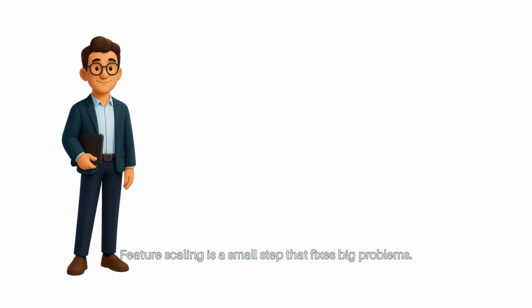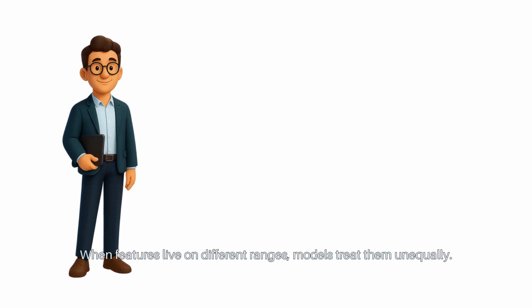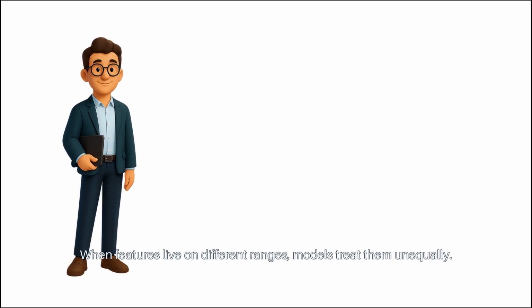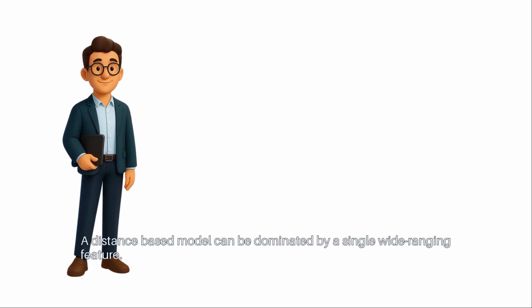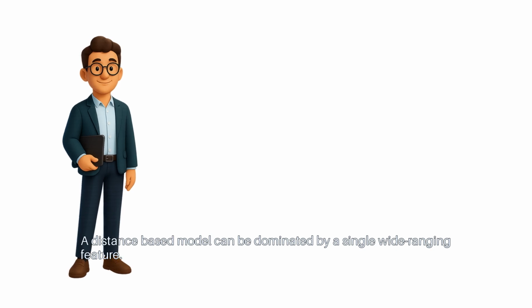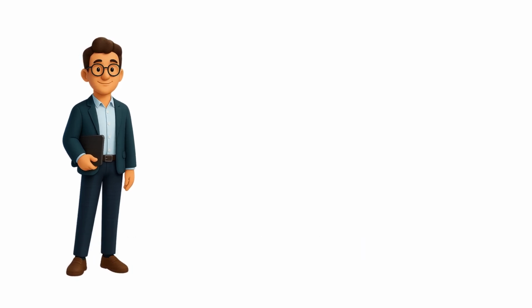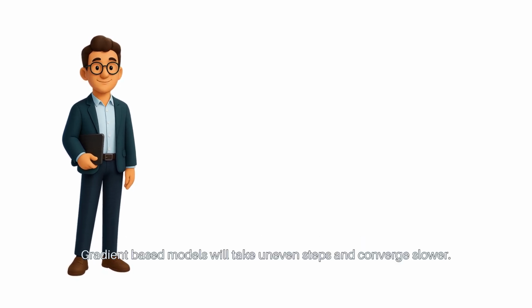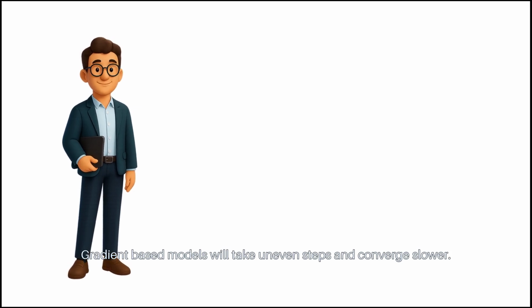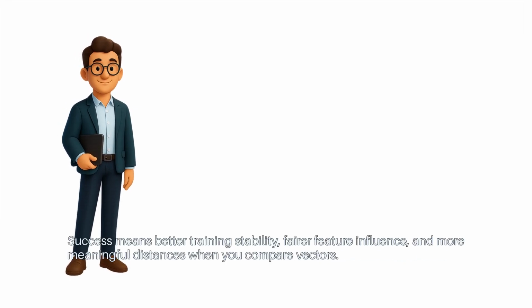Feature scaling is a small step that fixes big problems. When features live on different ranges, models treat them unequally. A distance-based model can be dominated by a single wide-ranging feature. Gradient-based models will take uneven steps and converge slower. Success means better training stability, fairer feature influence, and more meaningful distances when you compare vectors.